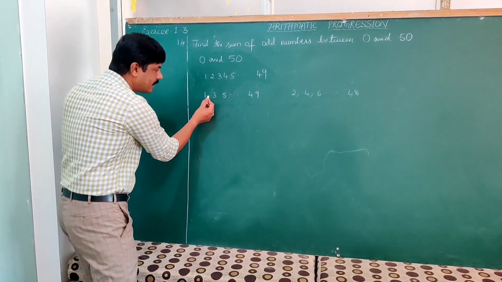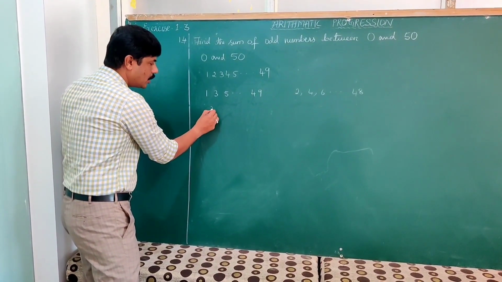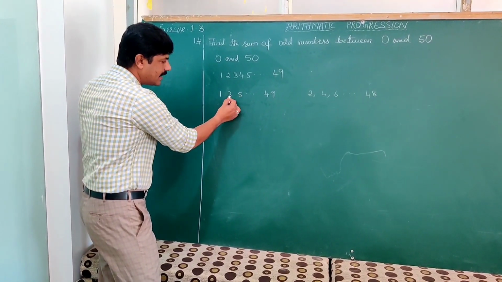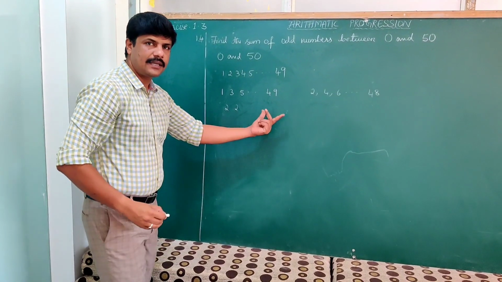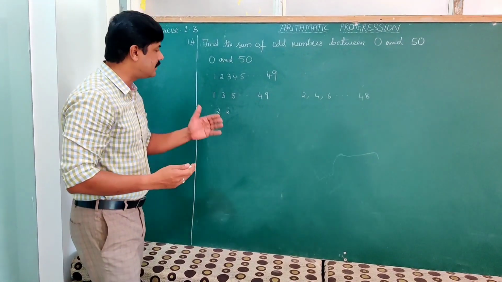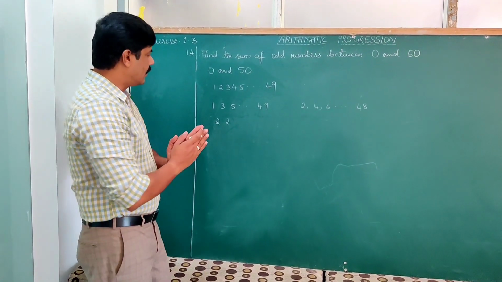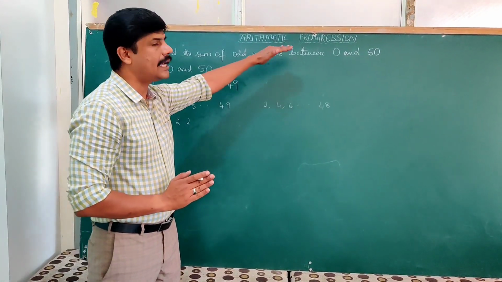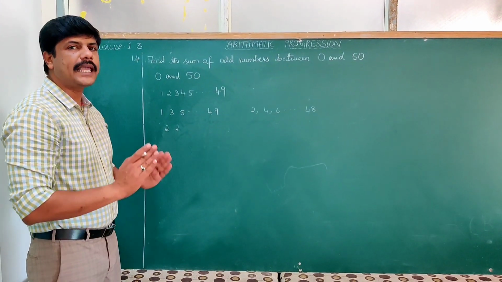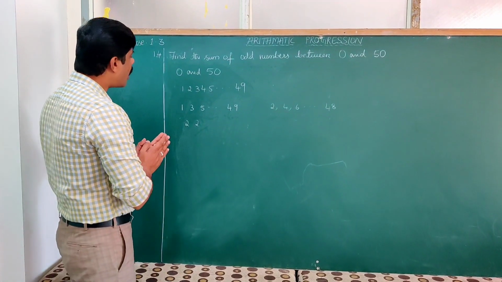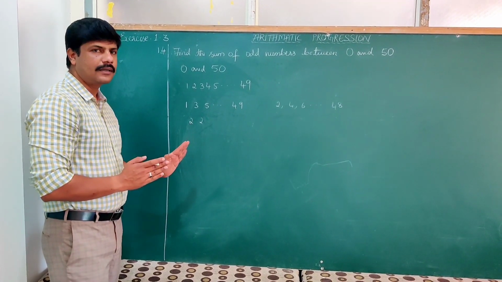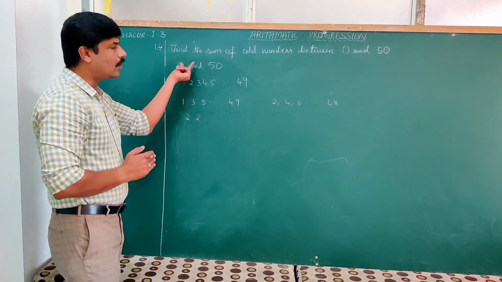As you can see, 3 minus 1 is 2, consecutive number difference. 5 minus 3 is 2. So like this, if you keep on proceeding, you will get the common difference. Therefore, the set of odd numbers forms an AP. So this is an AP. Using the AP formula, we can find how many terms of odd numbers lie between 0 and 50.